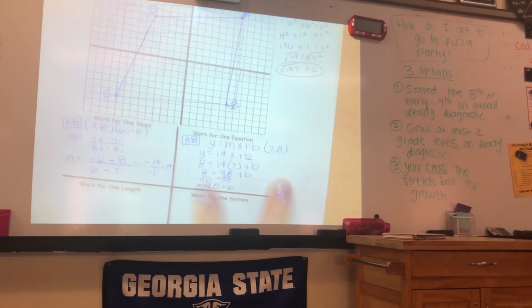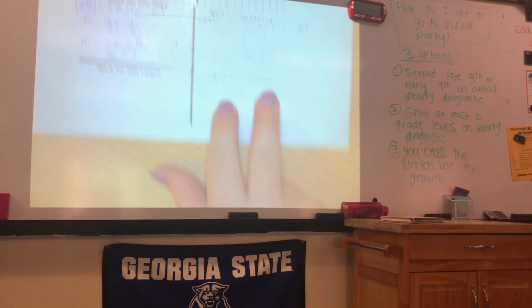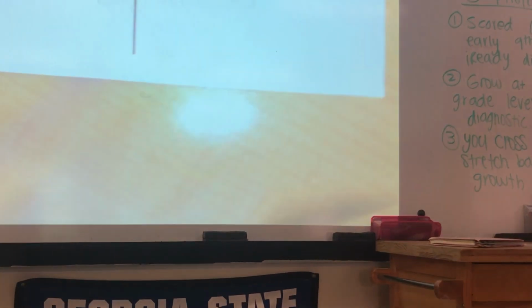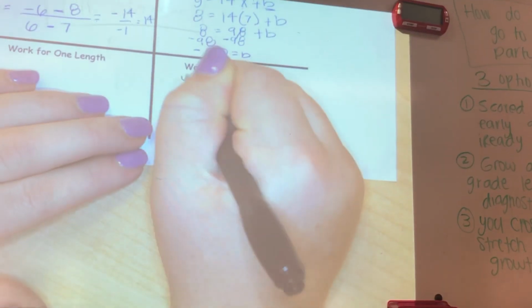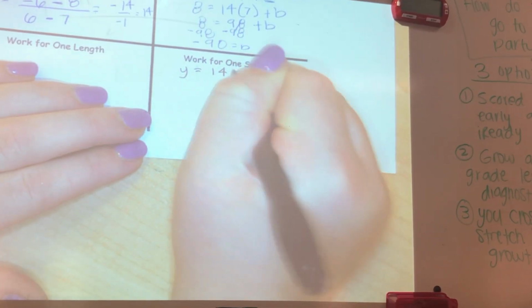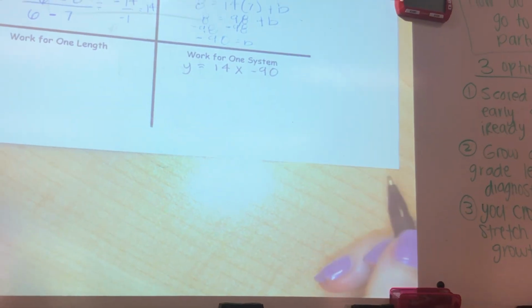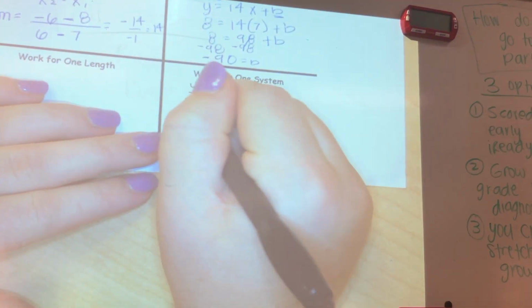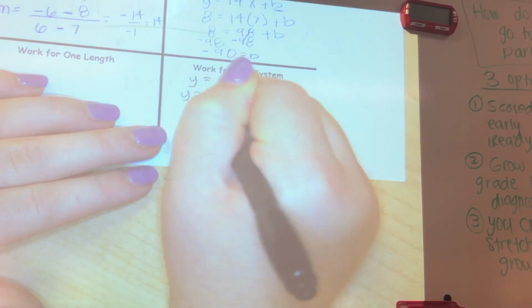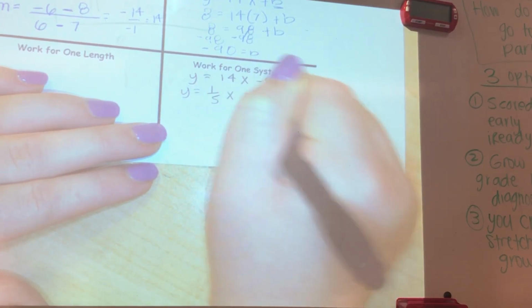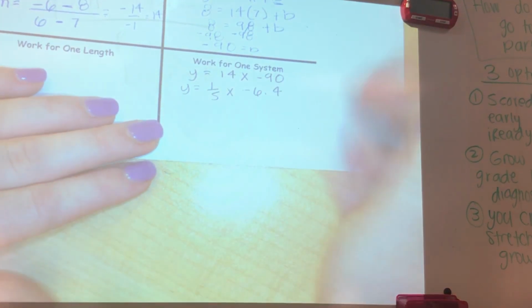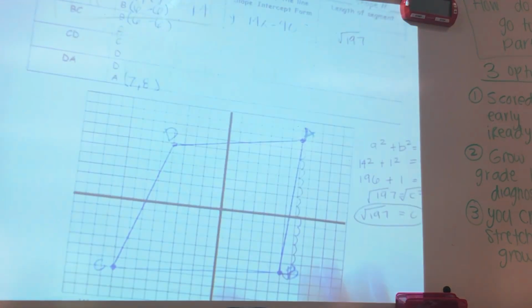The very, very last part, you're almost done, guys, is we're going to do a system. For my AB line, I got y equals 14x minus 90. You didn't see me do the work, but for BC, I got y equals 1/5 x minus 6.4. So you pick 2 of the equations. You can pick any 2.